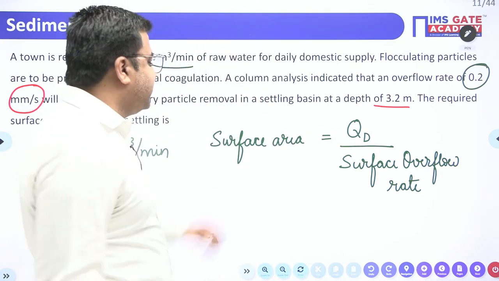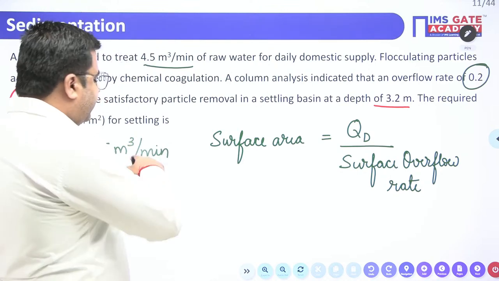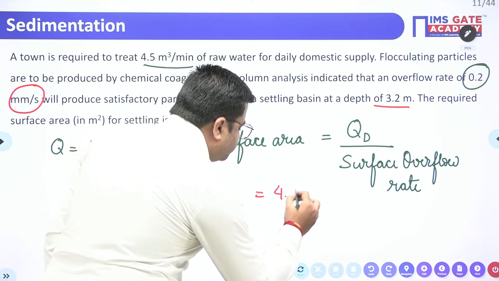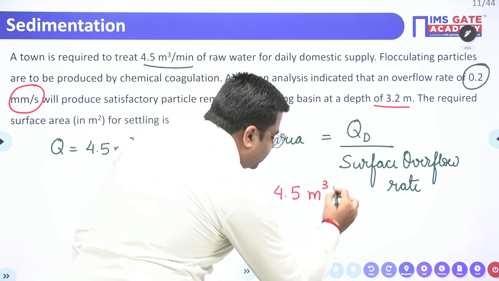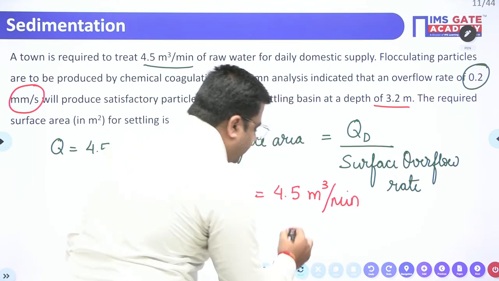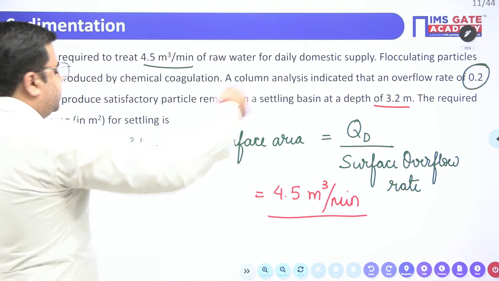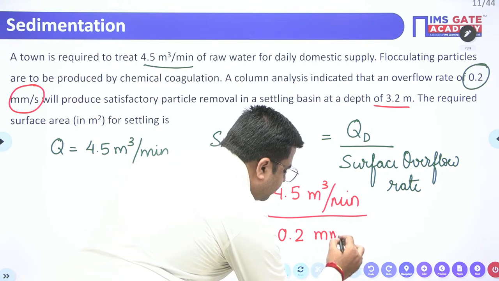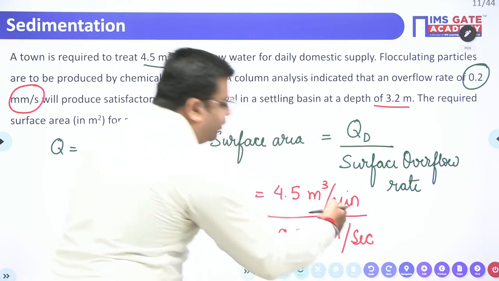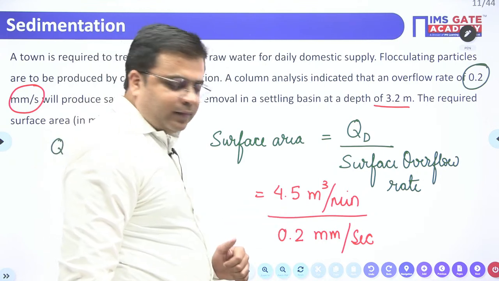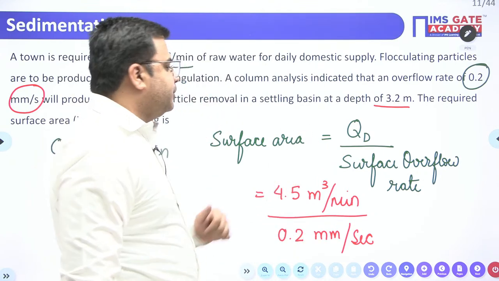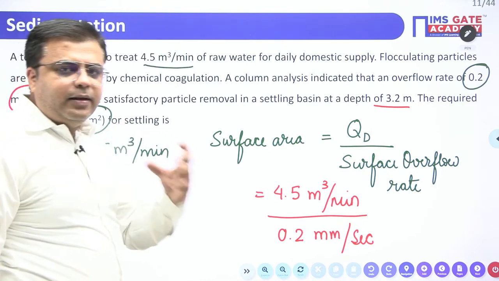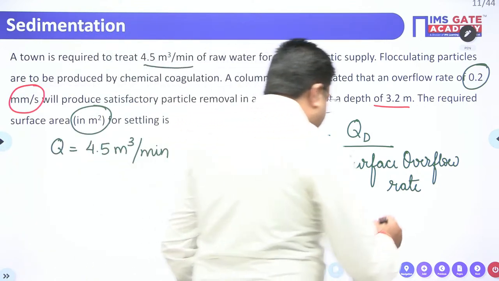Okay. So design discharge is given to us as 4.5 meter cube per minute. Let me just substitute this. So design discharge is 4.5 meter cube per minute. Let me write this unit also. And the surface overflow rate is given as 0.2 mm per second. So just convert this minute into seconds and convert this mm into meters, because the area that we need to calculate has to be in meter square. So I am doing this calculation.